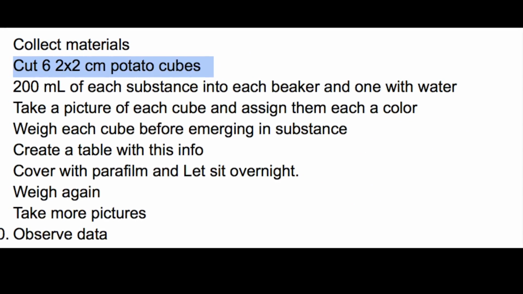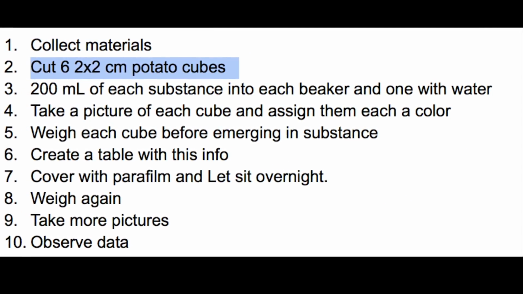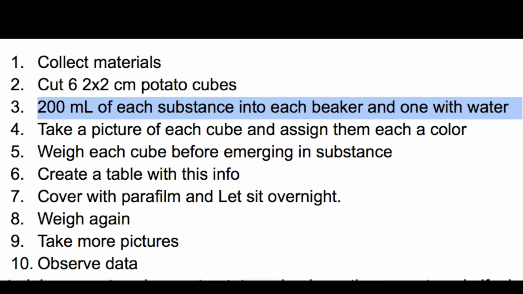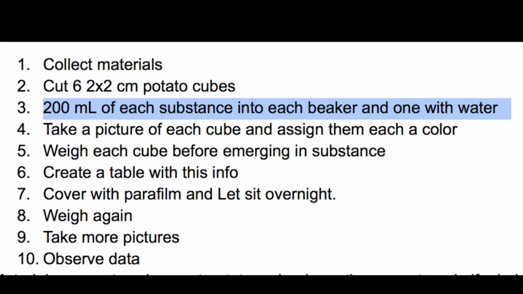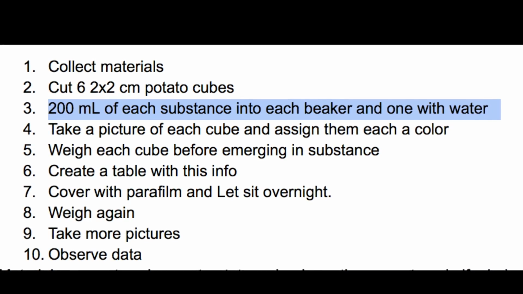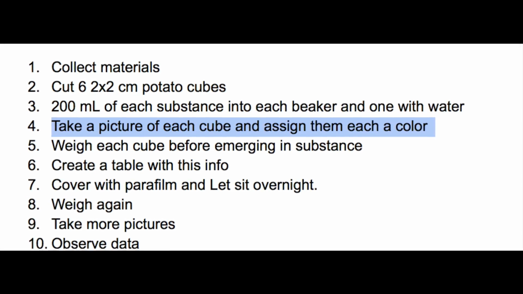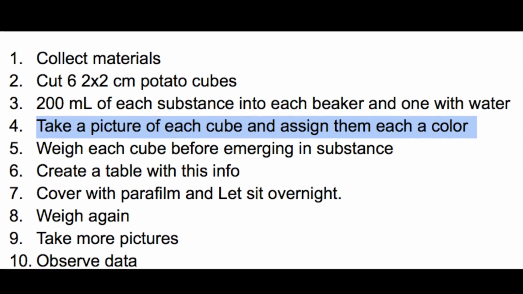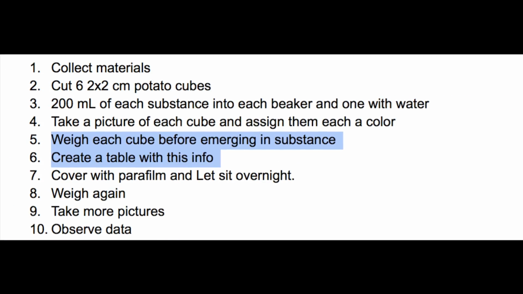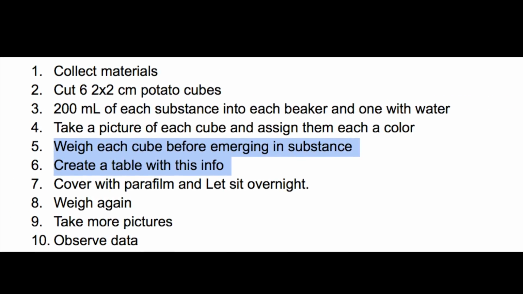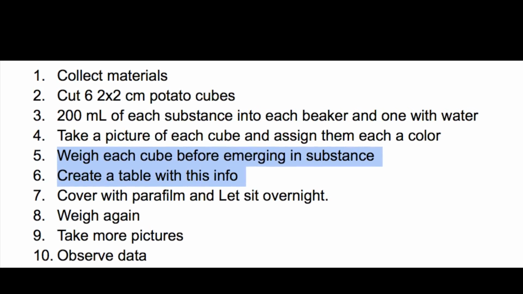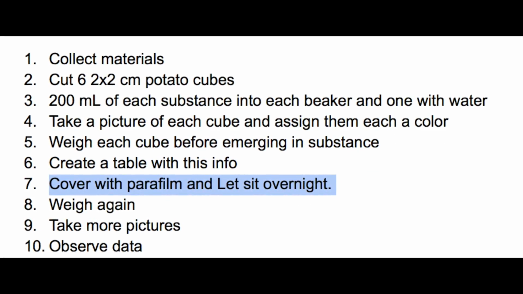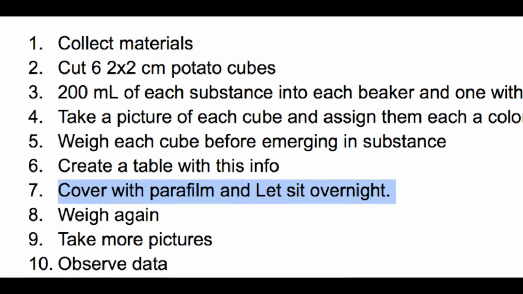Next, we cut 6 2 by 2 centimeter potato cubes. Then we filled each beaker with 200 milliliters of a substance, and one with water as the control. We took a picture of each cube and assigned them each a color. We weighed each cube before submerging them into a substance, and created a table with this info. We covered each beaker with parafilm and let it sit overnight.